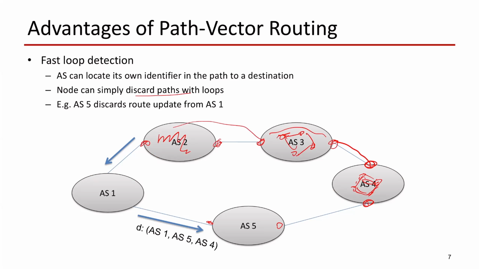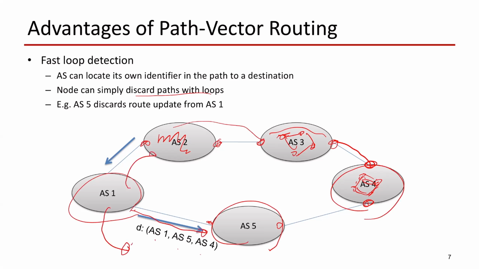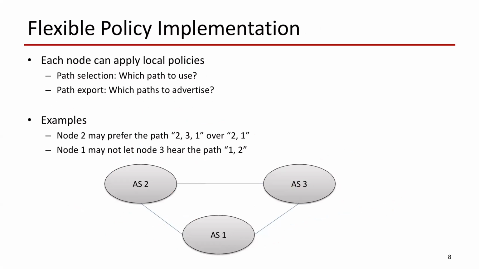And node can simply discard the path from the loop, meaning if the path is coming via this way, 1, 5, 4, so it comes from 4 and 5 and 1. If the packets are coming via this way or via this way, so if the original packet was 4, I can discard it because I already handled it. Okay, so flexible policy implementation.